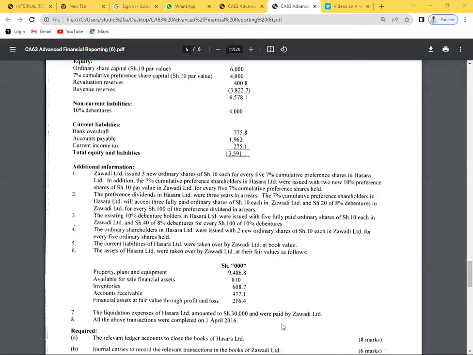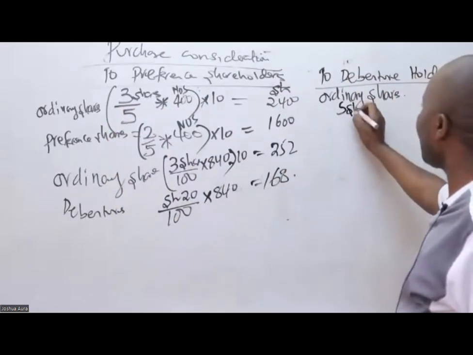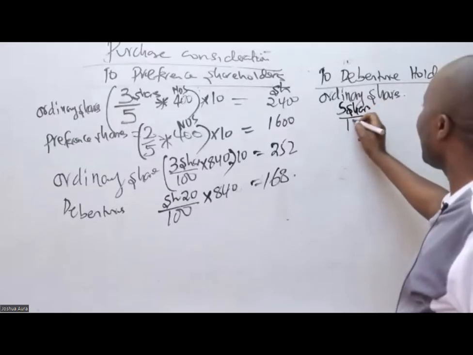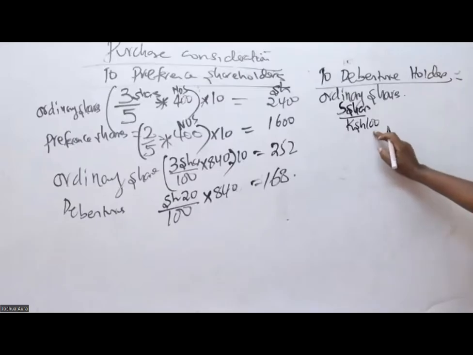And these ordinary shares, what have they told us? I would want to repeat this severally. What they have told us is this: the existing 10% debenture holders in Asara Limited were issued with 5 fully paid ordinary shares of 10 each for every shillings 100. So 5 shares for every Kenya shillings 100 of debentures.